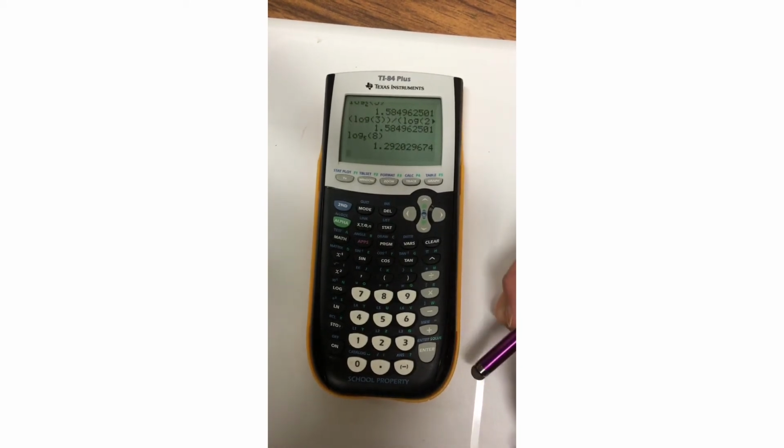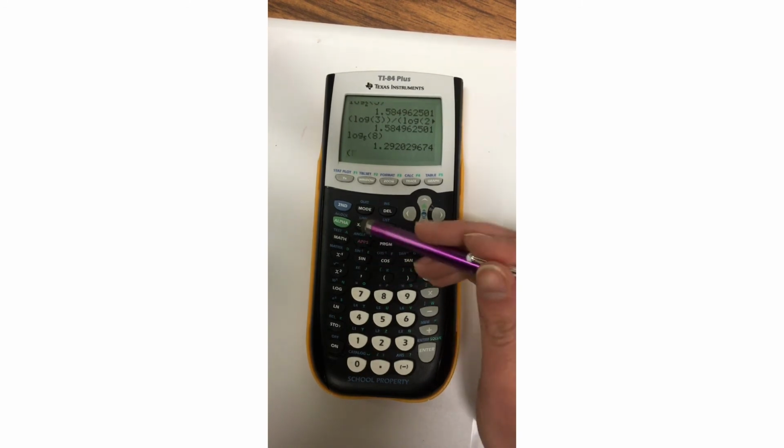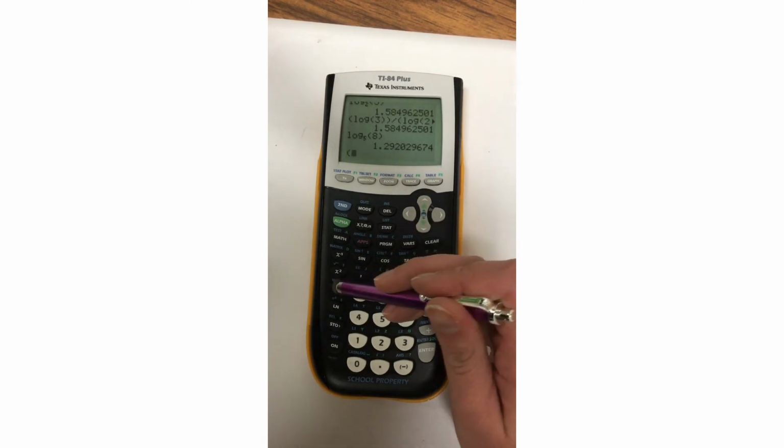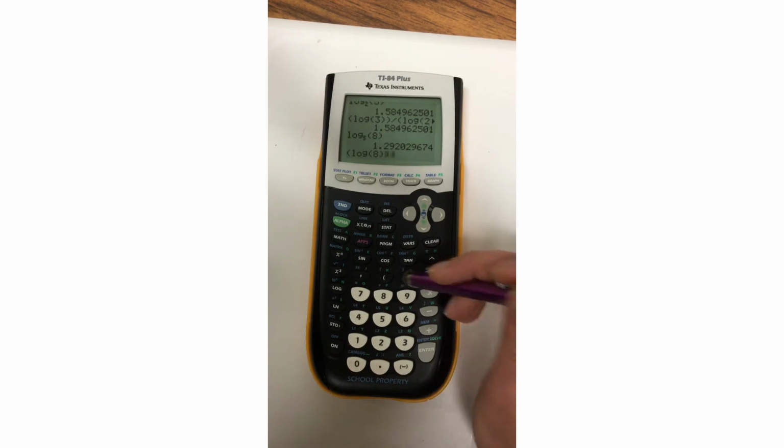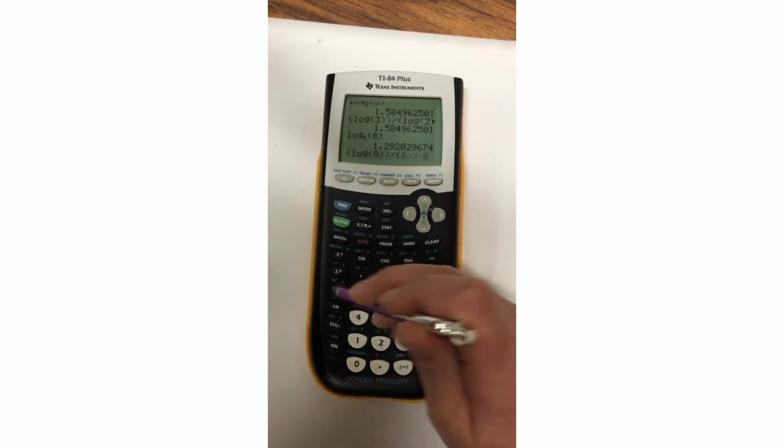Here's my answer, 1.292. Again, if I have to do the change of base formula, I'm going to do log of 8 divided by parentheses log of 2.